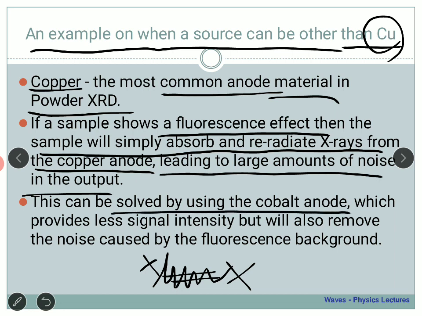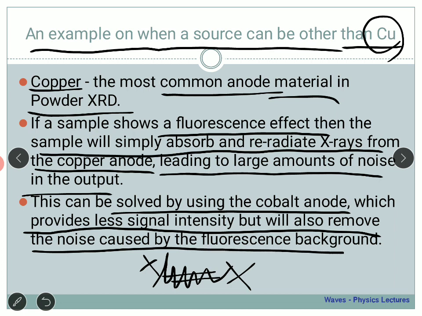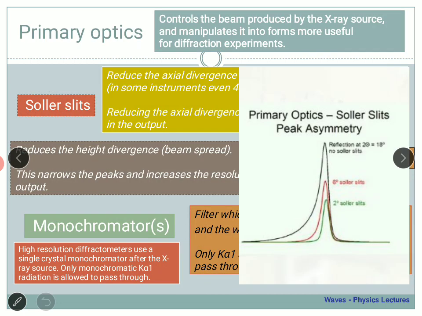For example, let's say I will use a cobalt anode. This cobalt anode provides less signal intensity, but will also remove the noise caused by the fluorescent background. If we have a fluorescent background, which is possible because the material is fluorescent, the cobalt source will have less signal intensity, as a result of which the process of fluorescence might not actually happen. Because of this, we can use a different source. Please remember this slide. If I ask you when we can use a cobalt source in place of a copper source, give one example, you can explain this. Probably this will be a 2 marks question.